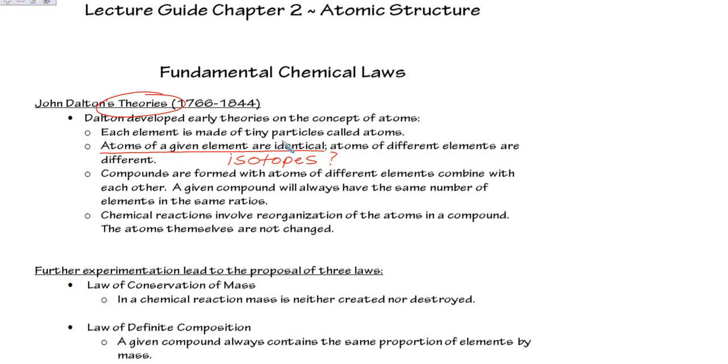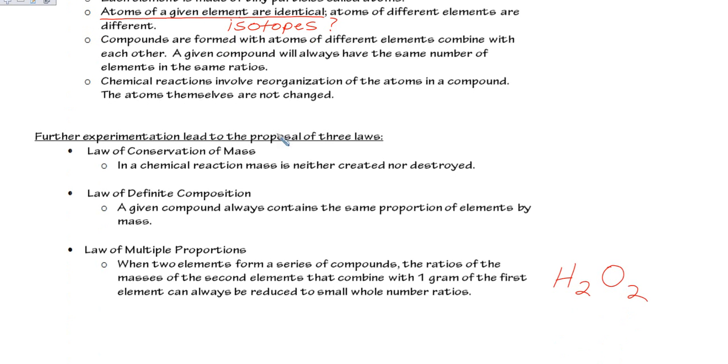So now from these theories, as we experiment more, we can list 3 laws. A law is something that stands the test of time. These laws have not been proven wrong, although I always have somebody that thinks they have broken the law of conservation of mass in the lab. In a chemical reaction, mass is neither created nor destroyed. So the mass of your products should be the same as the mass of your reactants. Now, obviously, that doesn't always happen in the lab because of errors.